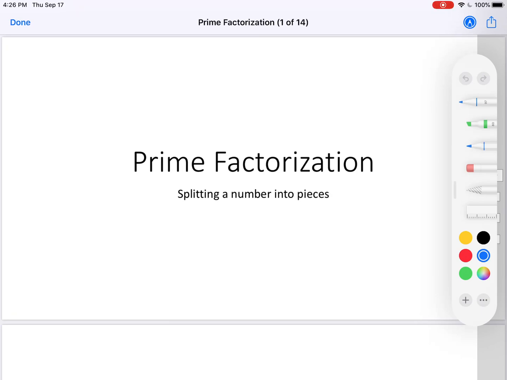And every number can be split into primes unless it is itself a prime, in which case it can't be split because it's already a prime number. Okay. And interestingly, every number can only be split into primes one way. No matter how you go through the process, you're still going to end up with the exact same prime factorization. And I will demonstrate that.